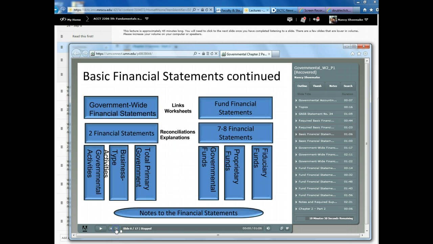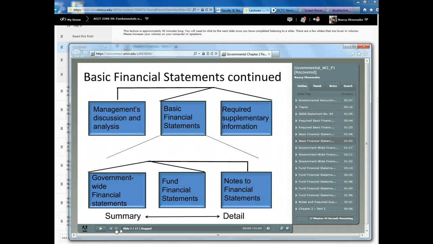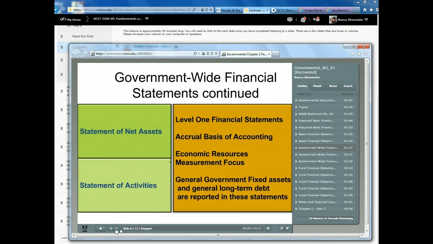So government-wide statements, fund financial statements. I don't want you to get overwhelmed. This is how they get linked together. Don't worry about this, but there is a link to them. There's a reason to the madness. There's a link. Okay.